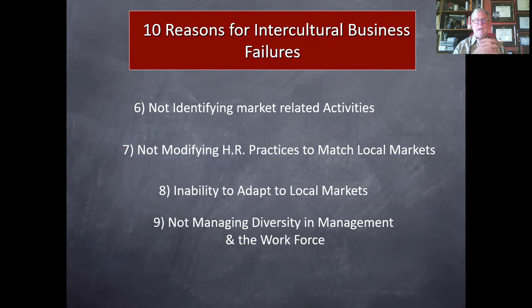And also not managing diversity in management and the workforce. There's a really great DVD. It's kind of humorous. It's called Outsourcing. It's about a guy who gets transferred to India to take over an outsourced call center. It's quite hilarious, but it also points out all the things that you can do in the way of misunderstanding a local culture. And that would be assignment failures, where people are sent somewhere without any knowledge of how any of this stuff is supposed to work.